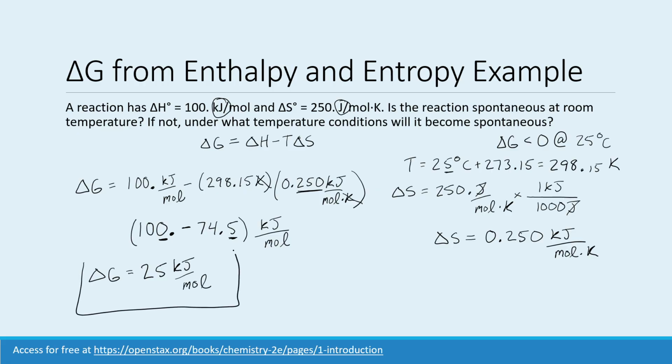Okay, so notice how those sig figs constantly change when we're using those subtraction rules. It's no longer about the number of significant figures. Okay, so is this reaction spontaneous? And again, remember, we're asking, is delta G negative? And it's not. So this is considered a non-spontaneous reaction.